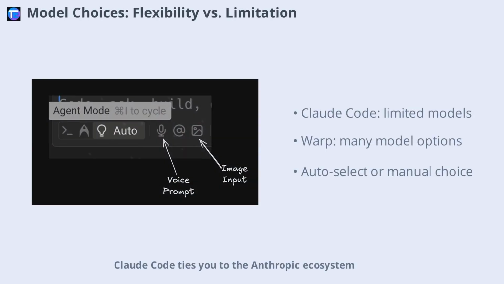Claude Code ties you to the Anthropic ecosystem, offering only Sonnet and Opus models. While these are powerful, the lack of variety can be restrictive. Warp, on the other hand, is provider agnostic. It supports a wide range of models, from OpenAI's GPT to Gemini and even Claude models. You can manually select your preferred model or let Warp choose automatically. This flexibility is a game changer for developers who want to experiment with different AI capabilities or optimize for specific tasks.